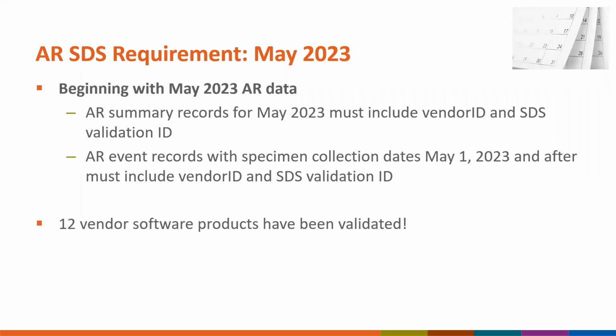But that May 2023 AR summary record that you submit on June 1st or later will not be accepted unless it contains that vendor ID and SDS validation ID. So it does give you more time despite the requirement beginning with May data, just because normally facilities don't submit their data until the subsequent calendar month. So similarly for AR events, any AR event with a specimen collection date of May 1st and after has to include that validated vendor ID and SDS validation ID, otherwise it'll fail to upload. But most facilities do not upload their AR events as they happen. They would upload them, come June, once the month of May is complete.